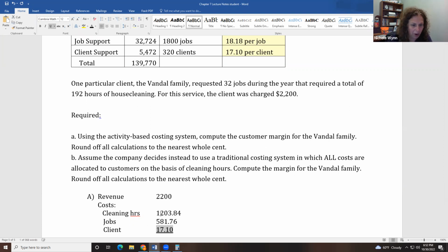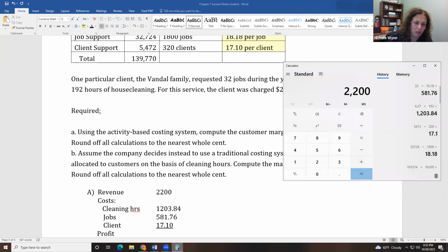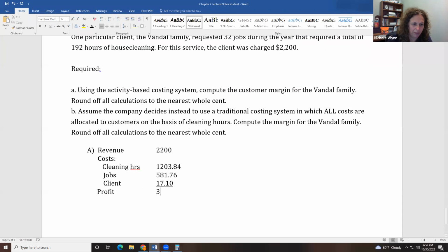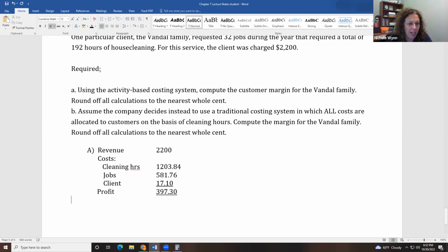And then let's see what our profit is. For profit, we would just take revenue minus cost: 2,200 minus 1,203.84 minus 581.76 minus 17.10. That's $397.30. So that is the profit we would make on this job. Double underline, says Drake.